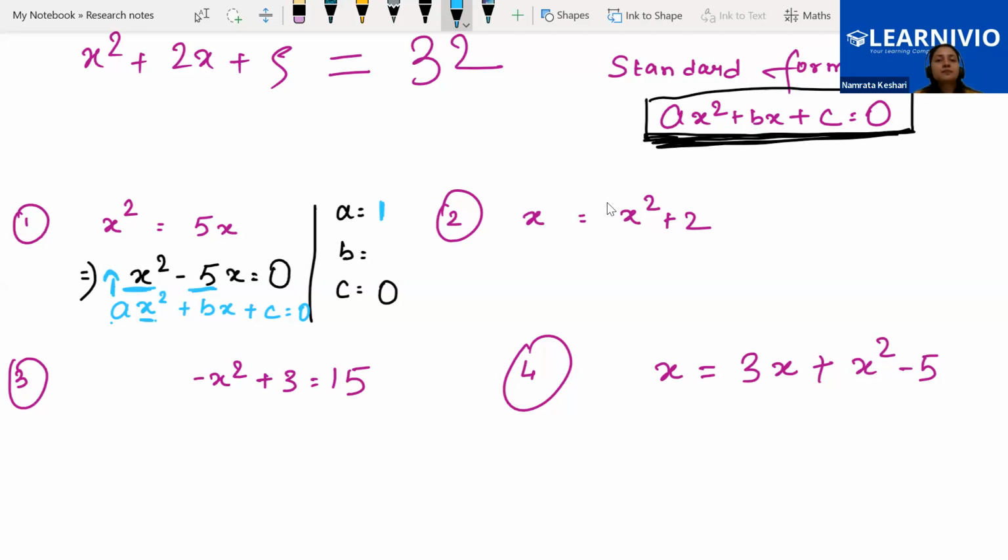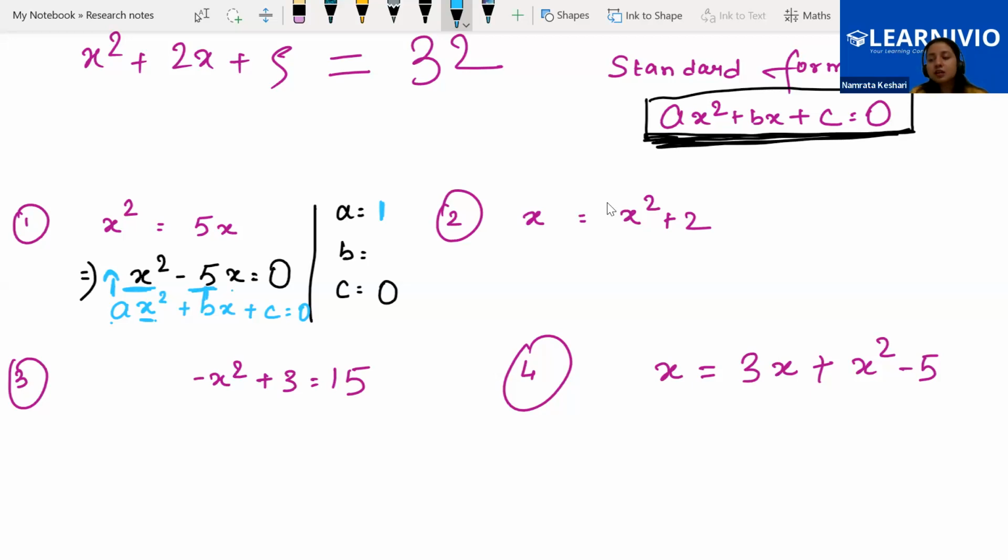B is 5x. B is again 5x. B is whatever is multiplied with x. Whatever is multiplied with x is b. Okay? We will not say x, we will not say 5x.